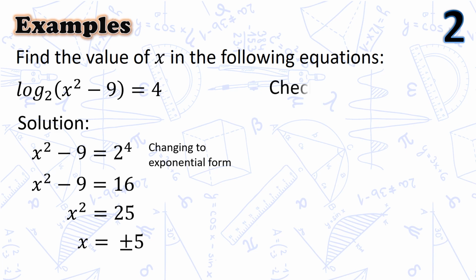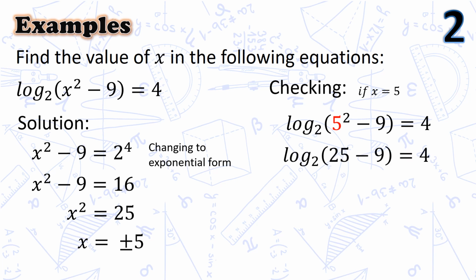Let us check our answer. If x is equal to 5, let us substitute 5 to x in the original equation. We have the logarithm of 5 squared minus 9 to the base 2 on the left hand side. Then we have the logarithm of 25 minus 9 because 5 squared is 25. So we have the logarithm of 16 to the base 2 is equal to 4. And 16 can be written as the logarithm of 2 raised to 4 base 2 is equal to 4. Now in here, from the inverse property, the answer is correct.